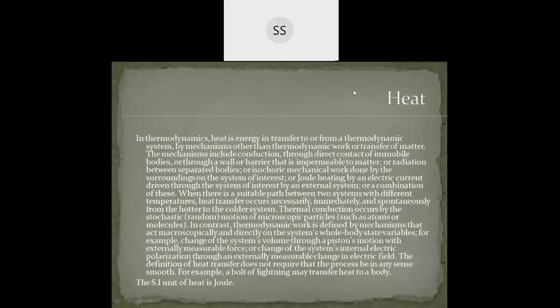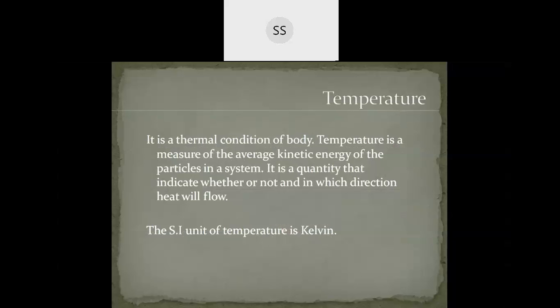Next is temperature. See, heat is the energy, and due to heat an effect shows. That effect is called temperature. Temperature is the effect of heat. Heat is the main energy, and due to heat the effect shows. It is the thermal condition. Thermal means heat. Thermal word is related to heat. Since temperature occurs due to heat, therefore temperature is the thermal condition of the body.